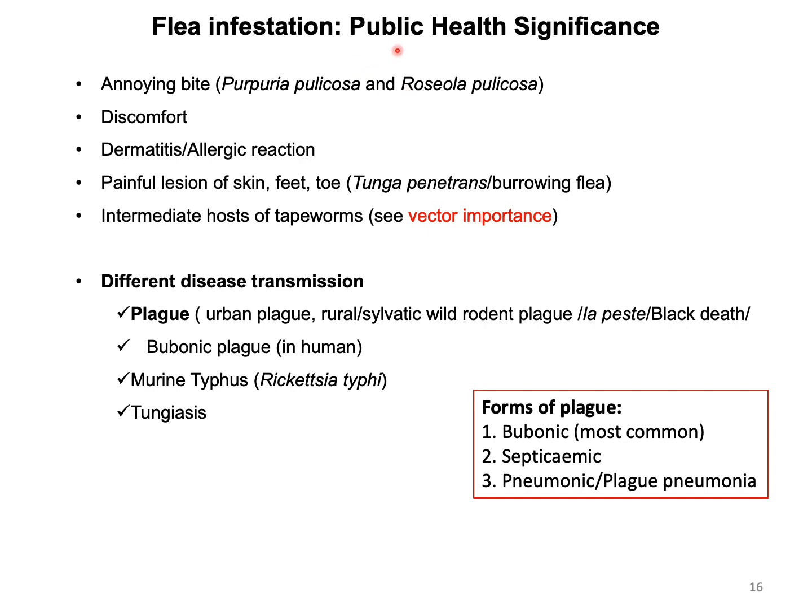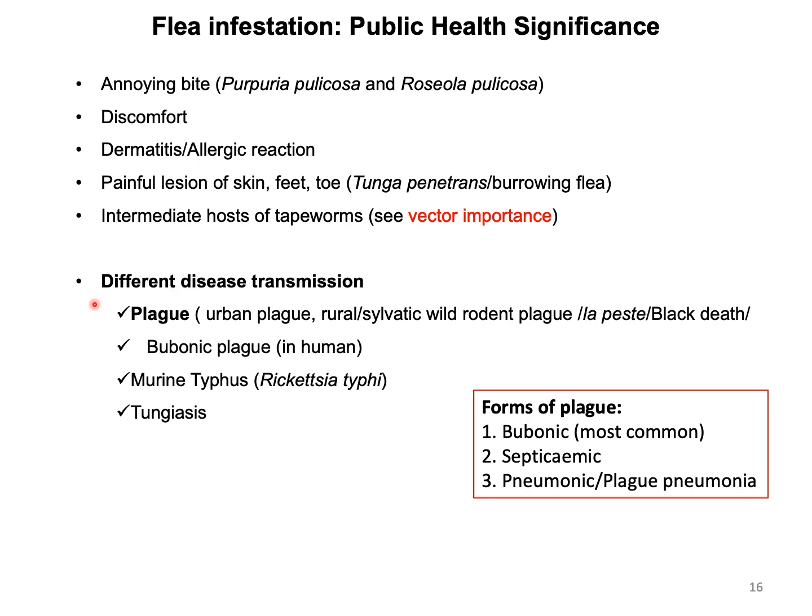Public health significance of flea infestation. They produce annoying bites. As a result, there will be dermatitis, allergic reaction, and lesions on the skin. Due to the biting, or due to these lesions, the discomfort exists for several days. In tungiasis, or burrowing flea, there may be painful lesions on the skin, feet, and toes. Fleas can act as the intermediate host for the completion of the life cycle of different tapeworms, and I'll talk about the vector importance in a moment.